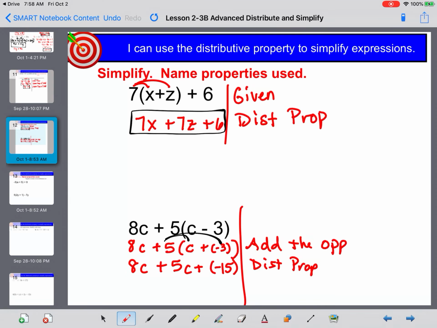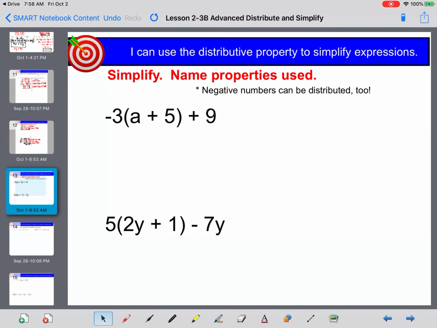All right, then combine your like terms. I don't have to switch anything around because my like terms are already by each other. So we're going to jump right into the associative property. 13c plus negative 15. That is the associative property. Now, you can also call that 13c minus 15. That's the same answer. Okay, let's give a little bit more practice to this.